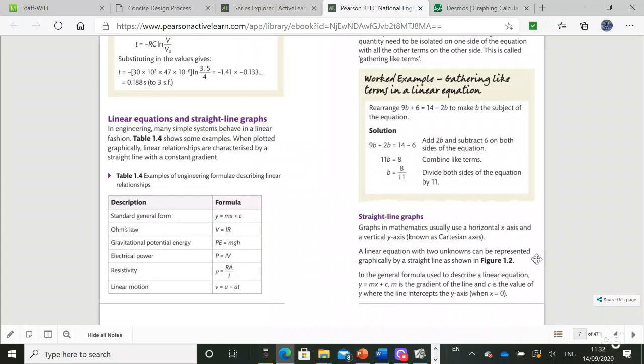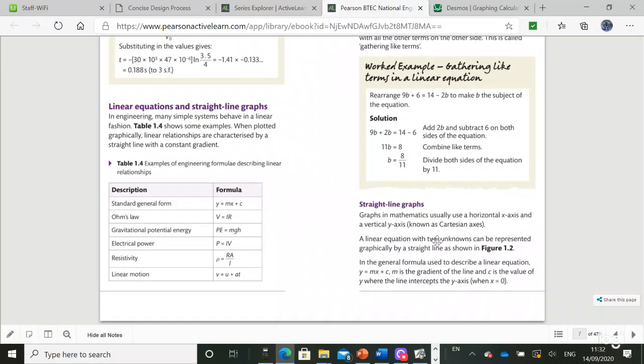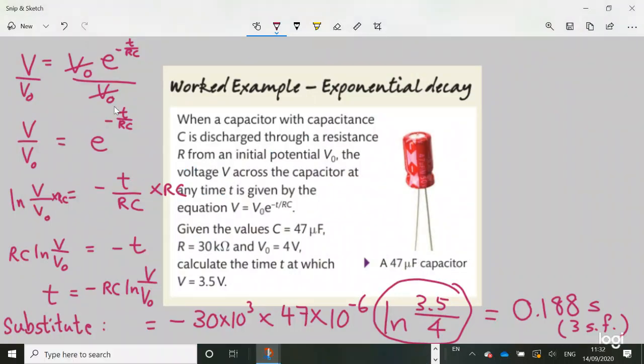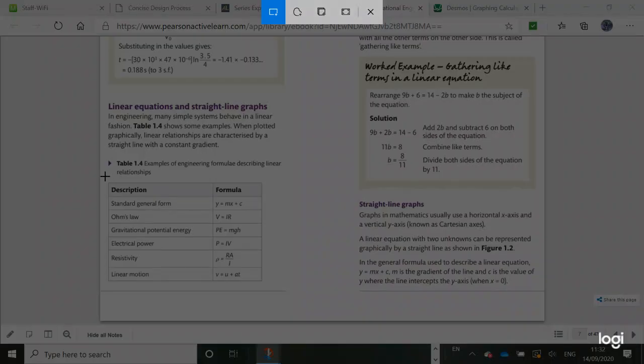So for some reason it's going a step back. They started with exponential graphs, now they want us to go back to straight line graphs. That's because the first engineering unit coming up, unit 1, is on forces, and forces are linear. So what I would like you to do, again I will zoom in, so snip and sketch, hopefully. Okay.